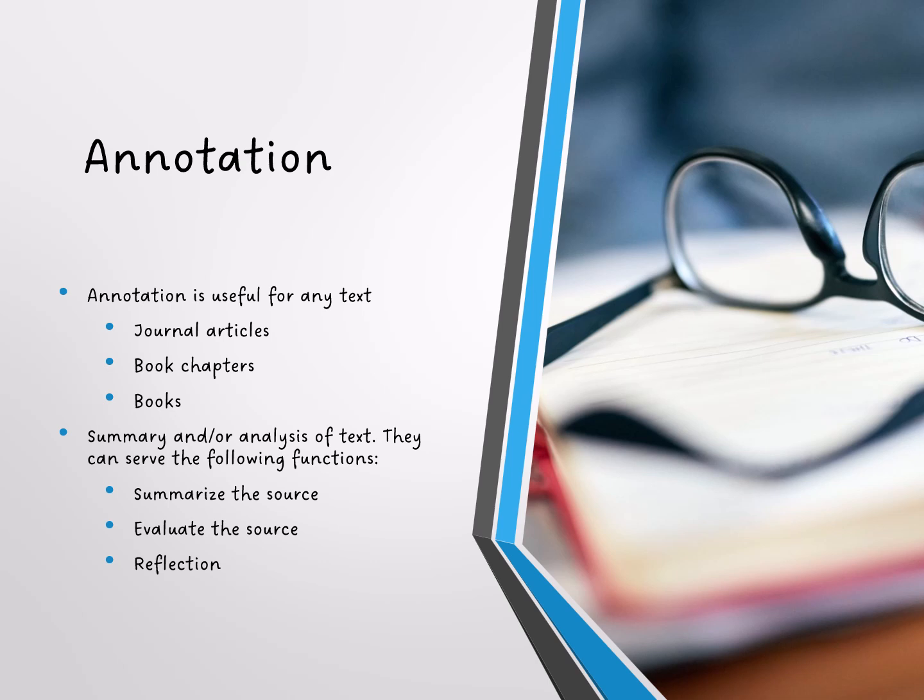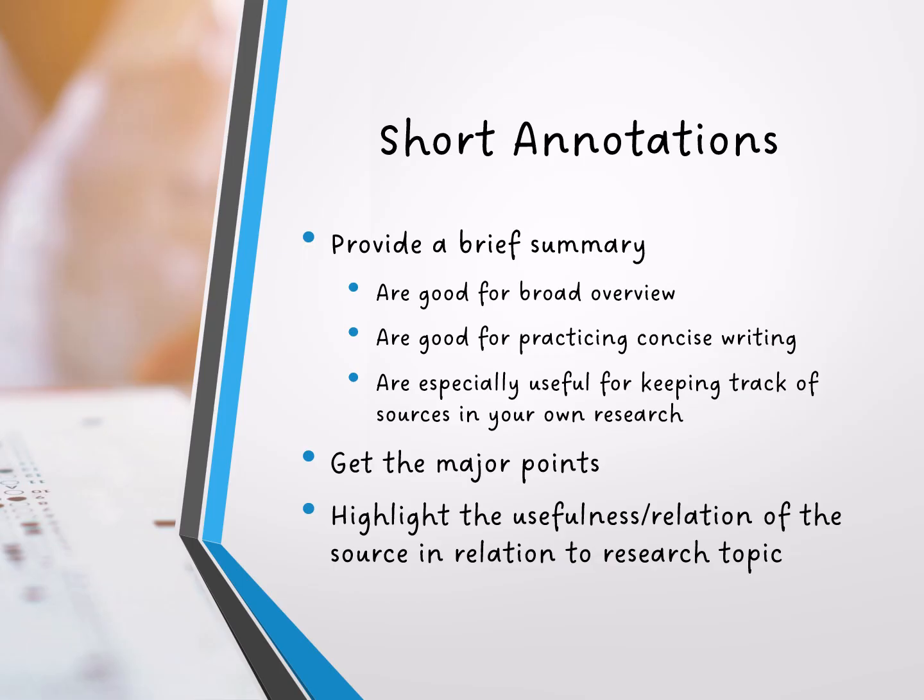Okay, so keep in mind that the reason that we do call this an annotated bib is because we are making annotations, we are making notes, we're going through and finding things that we think are going to be useful for our paper that will support our thesis statement. Okay, you can use this for any text, journal articles, book chapters, when you have to read several chapters in a text for one of your professors in any of your other classes, books that you're just reading for your own leisure. And then make sure with the summary and analysis of the text that you are summarizing the source, you're evaluating and reflecting.